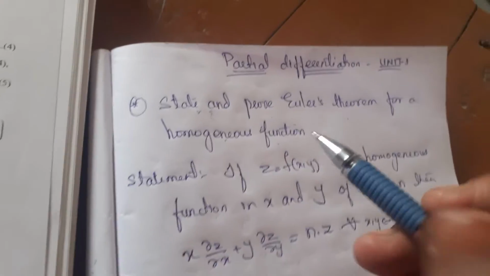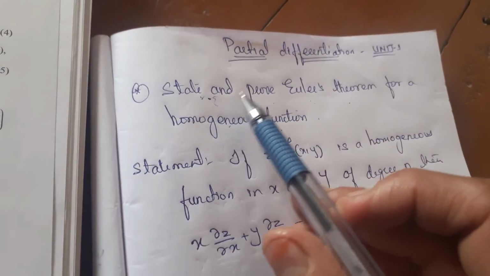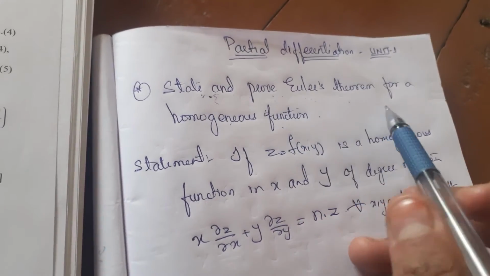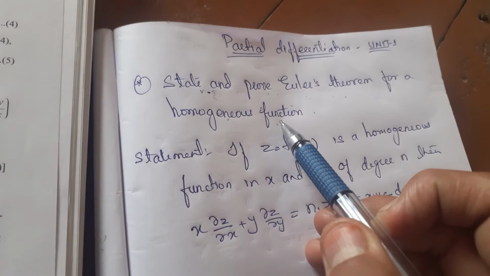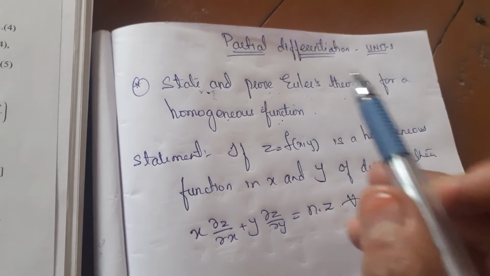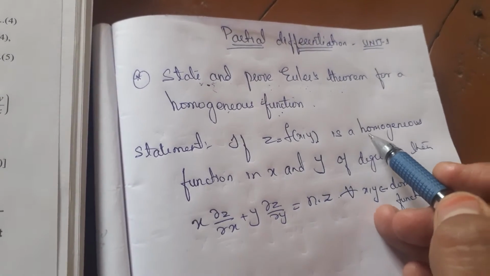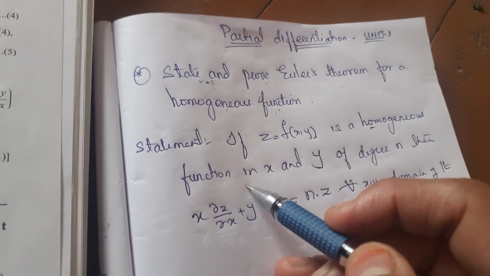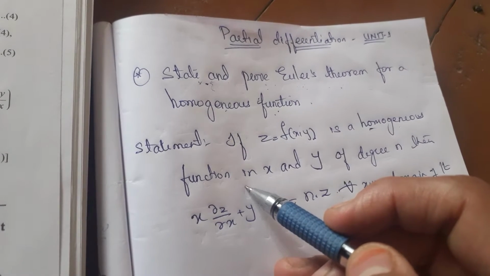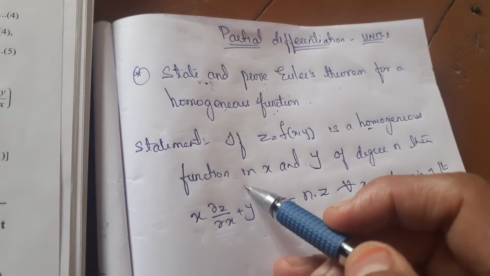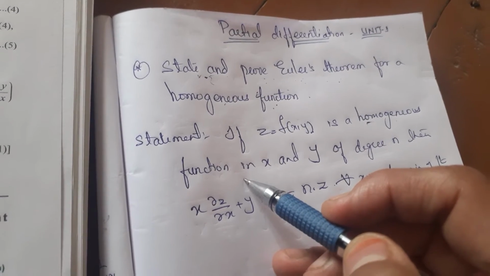What is given to us? State and prove Euler's theorem for a homogeneous function. That means Euler's theorem is applicable only for homogeneous function equations. It is not applicable for non-homogeneous equations. Understood the first thing?